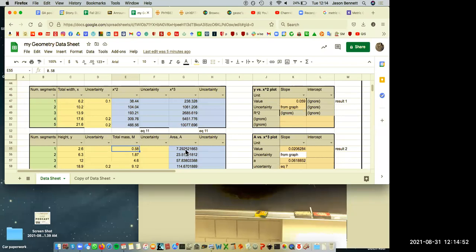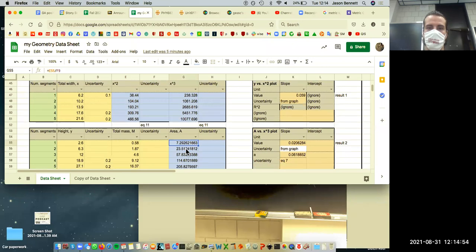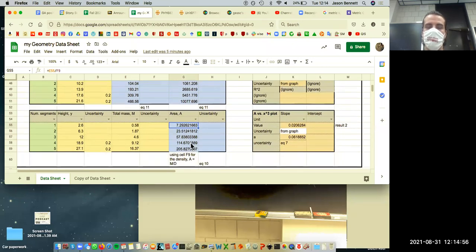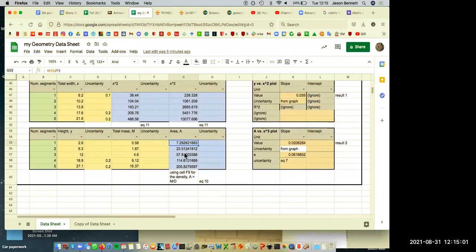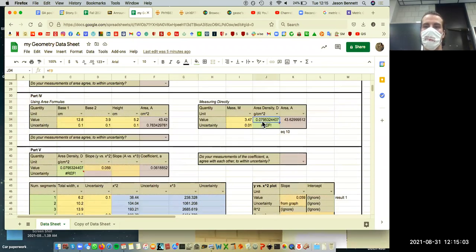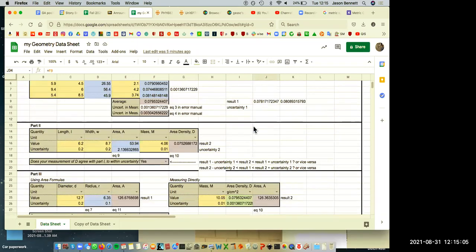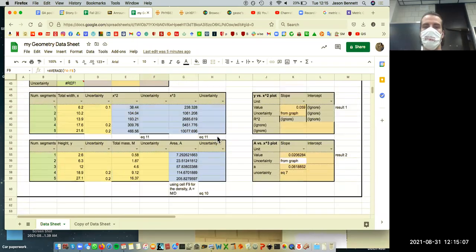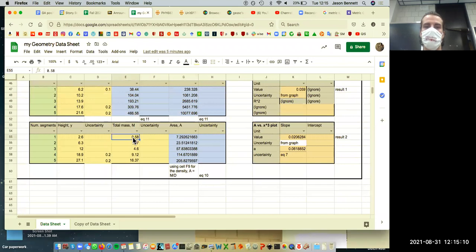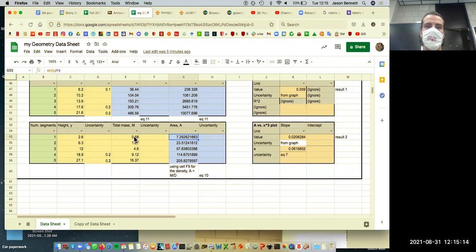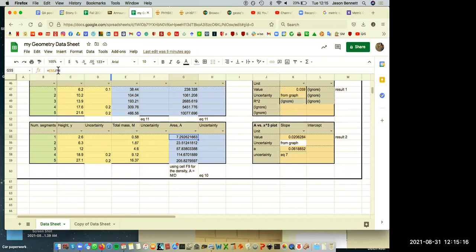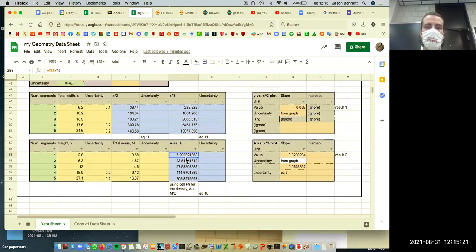And then area. How is it entering the area again? Oh, right. This was a hard problem. I didn't understand what was required of me here. What you're doing is taking the density that you got from the very beginning of lab, and the mass that you calculated, and getting the area from that calculation. So here you can see I'm doing mass divided by the density from the beginning of lab to get the area. And then I'm doing two different plots.